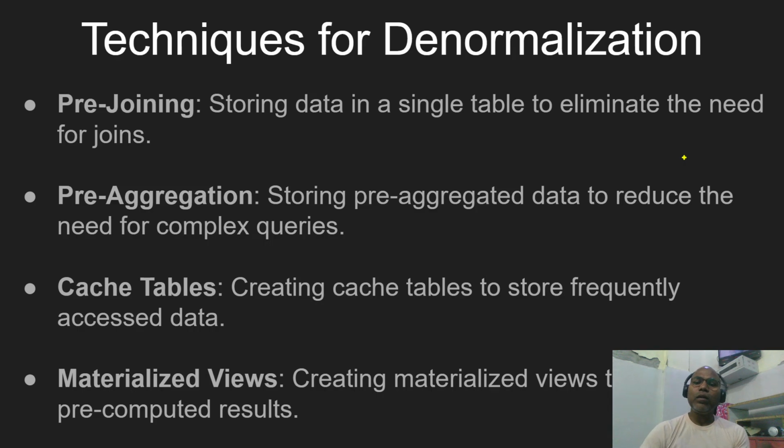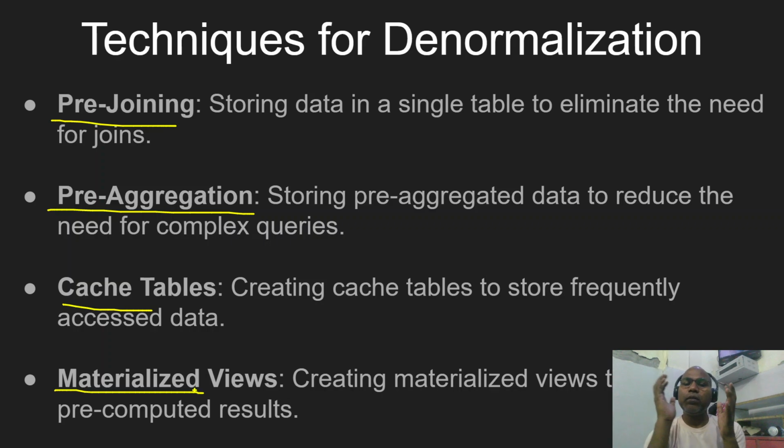Overall, the techniques of denormalization are pre-joining, pre-aggregation, cache tables, and materialized views. These are the simple techniques where you can think of storing data in a single table to eliminate the need for joining. Many times you just think, hey, I don't want joins, so the data is stored in a simple table, simple file, simple database, and stored pre-aggregated as much as possible.